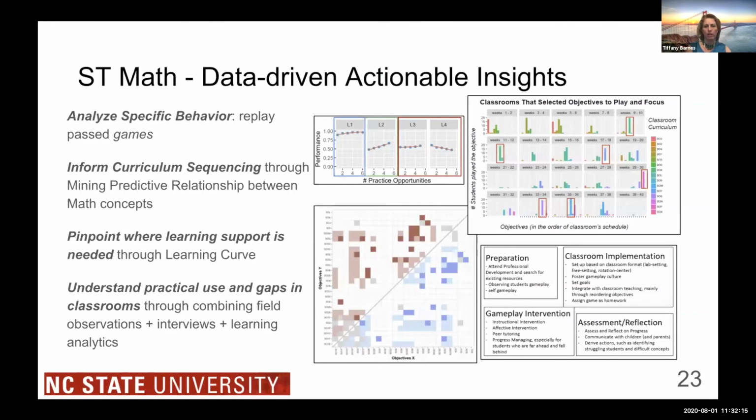We've also studied, that's what this slide is over here, the things that teachers have to do in order to integrate a game into their classroom. They have to prepare, they've got to attend professional development, they have to see how students play the game, they've got to play the game themselves. For classroom implementation, they've got to get everyone on an account, they have to make sure everyone has devices and access to the game. They also have to foster a gameplay culture.